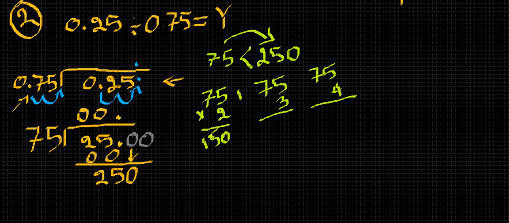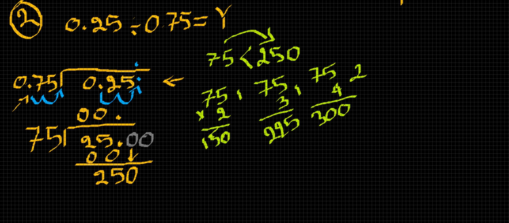So 3 times 5, 15. So 1 on the side. 3 times 7, 21 plus 1, 22. So this would be 225. It's much closer to 250. Let's try if it goes in 4 times, let's see the answer. So 4 times 5, 20, 2 on the side. 4 times 7, 28 plus 2 becomes 30. So the answer would be 300.